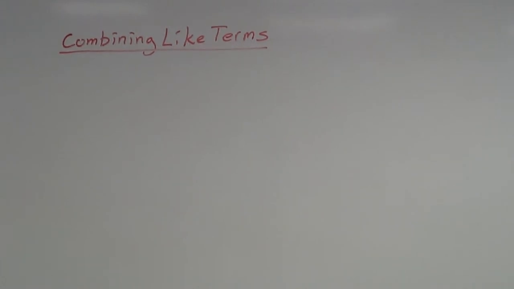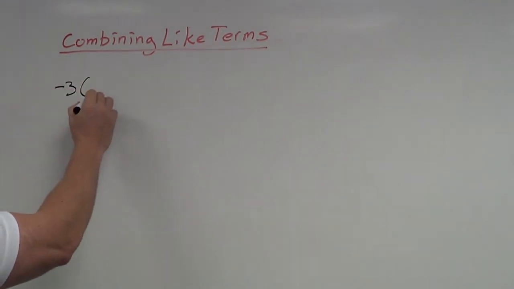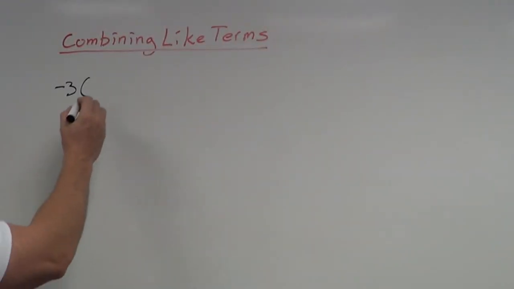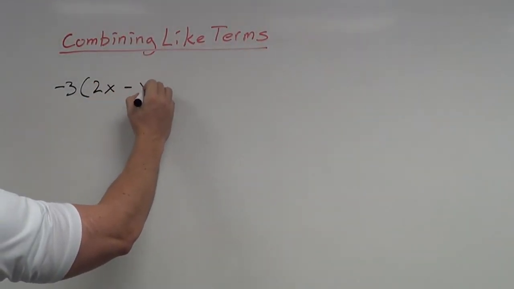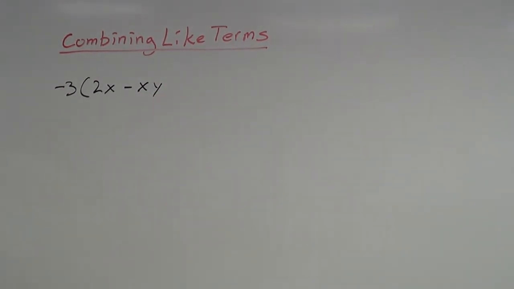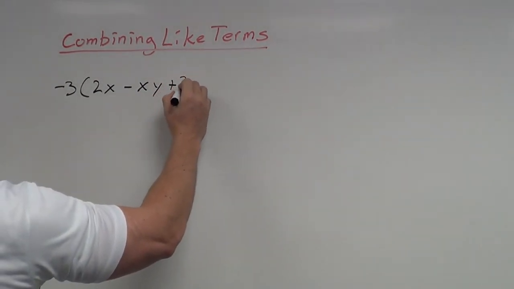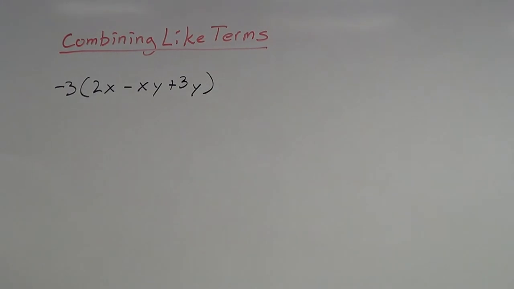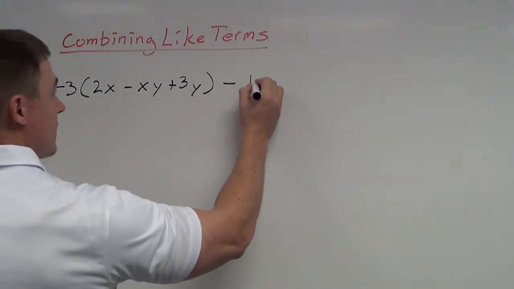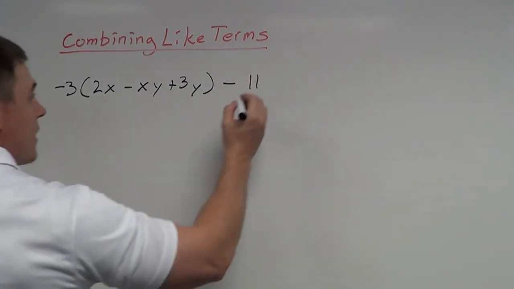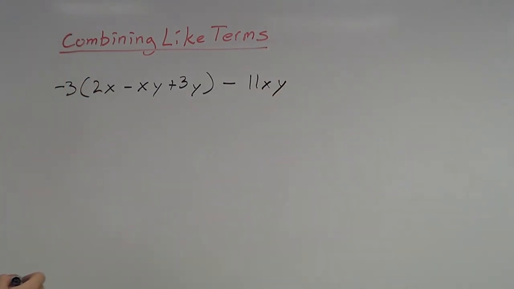Let's try negative 3 and then in parentheses 2x minus xy plus 3y. You have to forgive me, I'm looking through a book here. Minus 11xy. There we go. This one's a little bit more confusing, but this is going to help me to reiterate my point that when I combine like terms I have to have the same variables and the same powers.